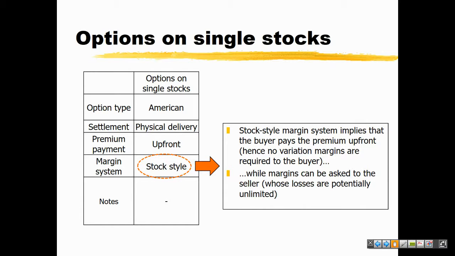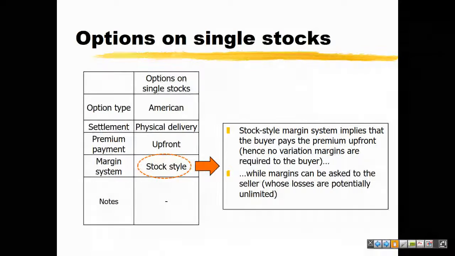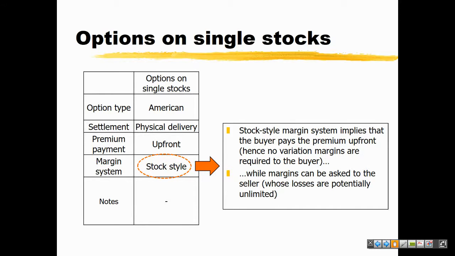So let me start from options on single stocks. First element, they are American, so they can be exercised anytime before maturity, even if, as we are going to discuss later on, there are many cases in which we can show that early exercise is not convenient. So at least in some parts of the contracts, you can say formally it's American, but in practice you can price it with Black-Scholes as if it were European, because early exercise can be ruled out. But this is something we are going to discuss in future classes.